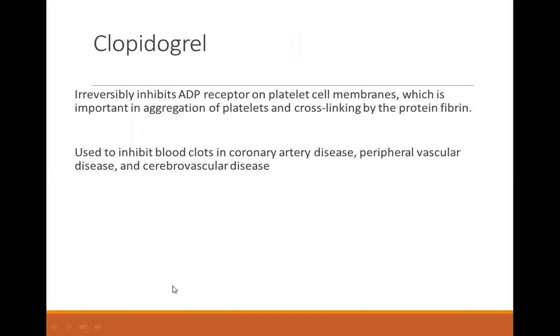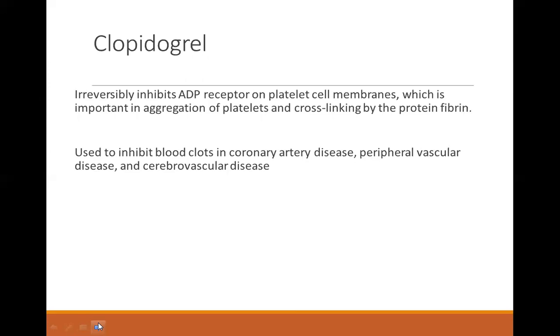Then we can talk about the antiplatelet medication called clopidogrel. When we consider clopidogrel, it also irreversibly inhibits ADP receptors on the platelet cell membrane, which is important for aggregation of platelets cross-linked by the protein fibrin. Fibrin will develop some cross-links to form the mesh, but those cross-links will not be formed due to clopidogrel.